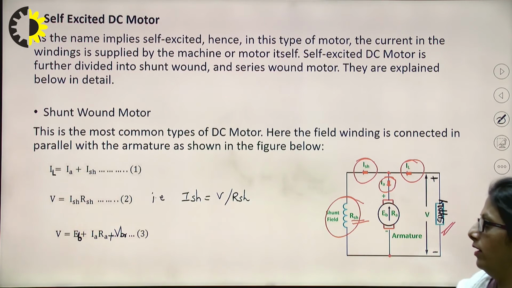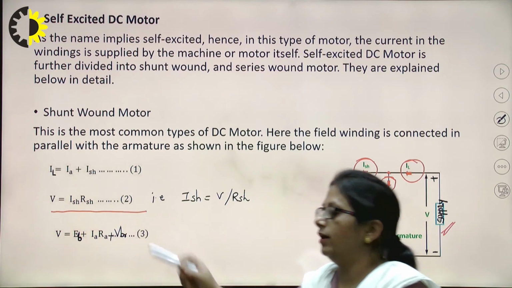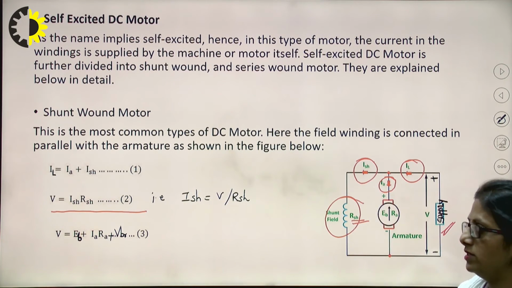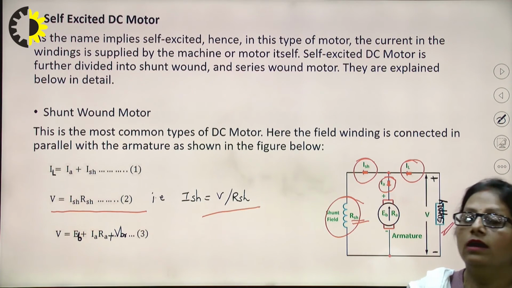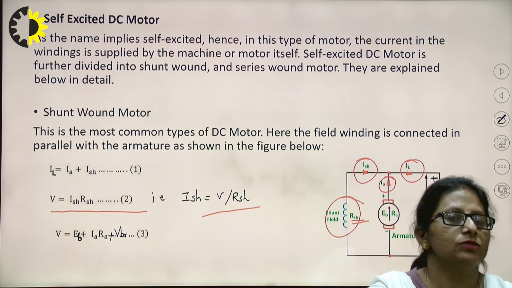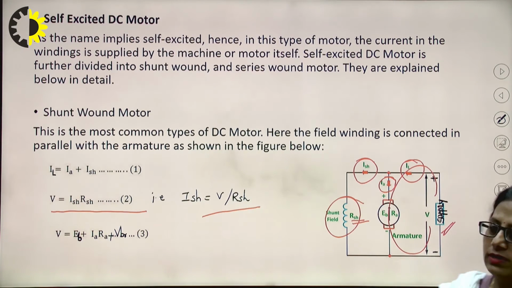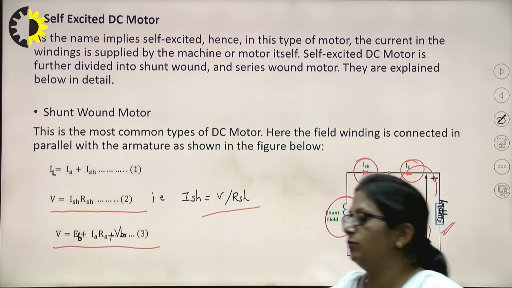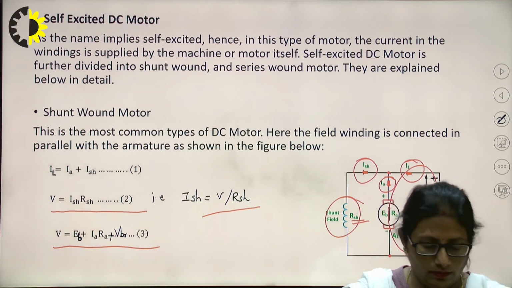Similarly, for the shunt field winding, the voltage across the shunt field winding is given by V. So that is given by ISH into RSH, or obviously, ISH is given by V upon RSH. The voltage equations, once again, there is no change in the voltage equations, right? I'm having the same KVL loop, what I was having for a separately excited one, right? So once again, V is given by the back EMF plus the armature resistance drop plus the voltage brush contact drop.